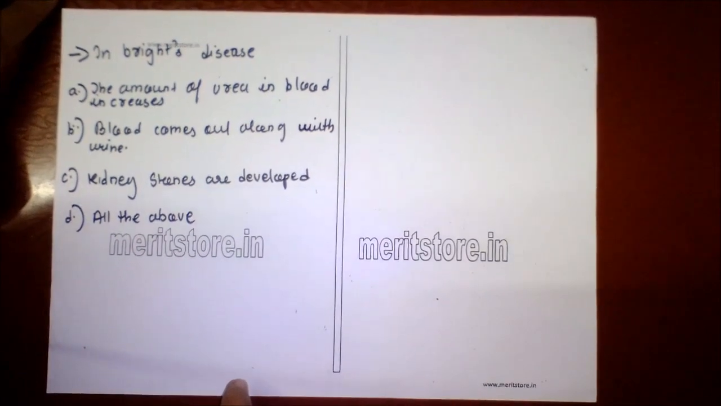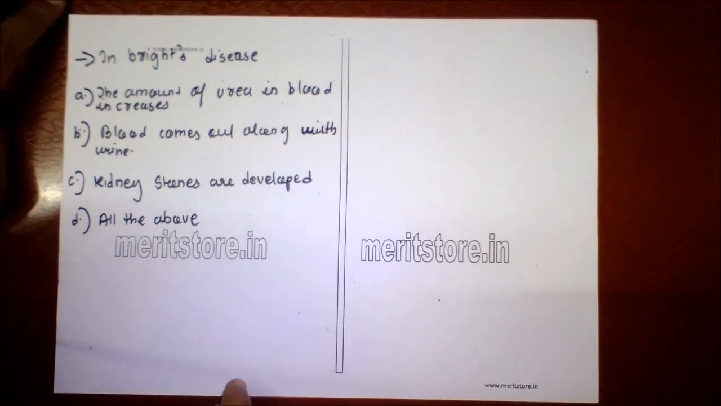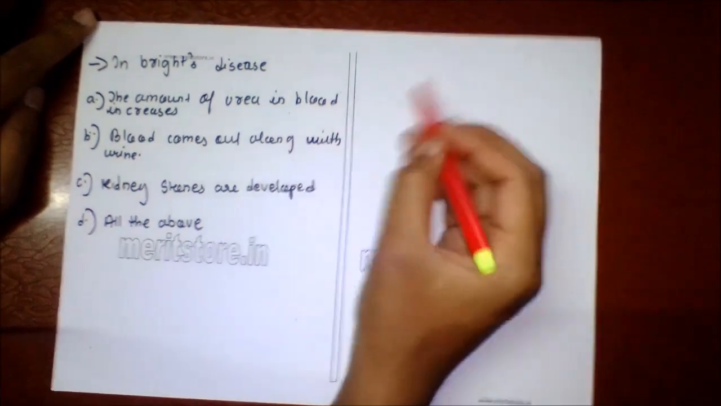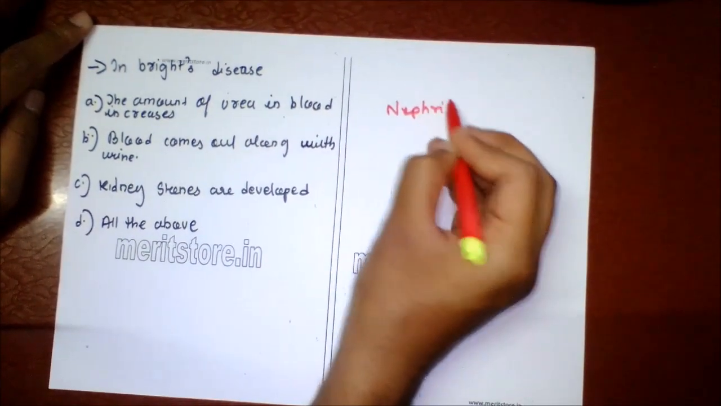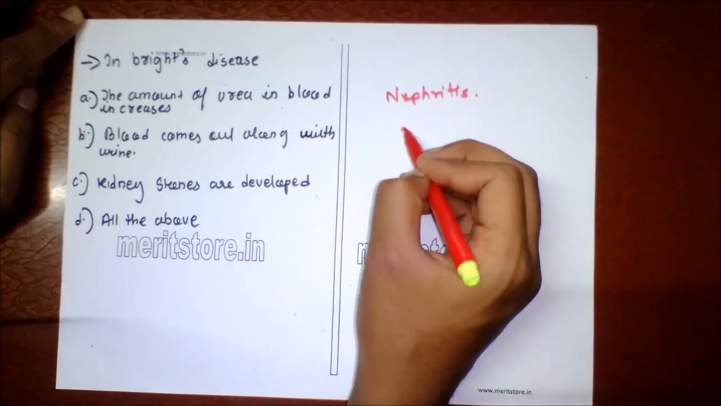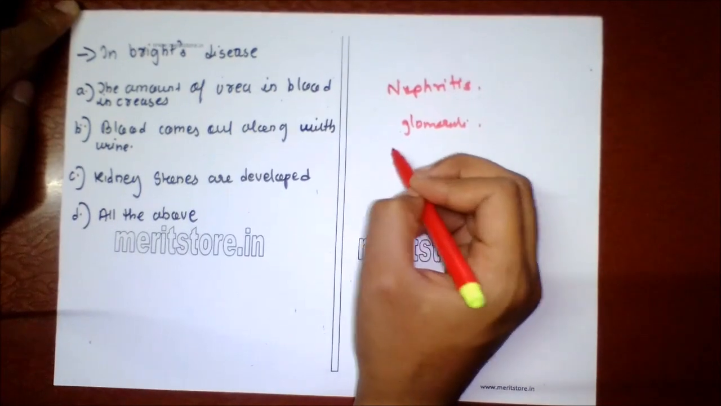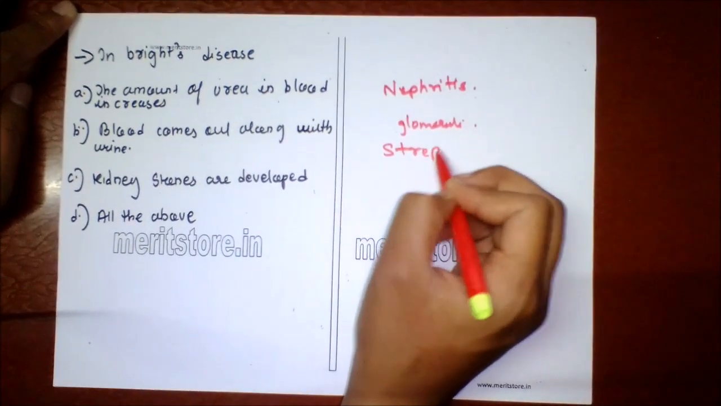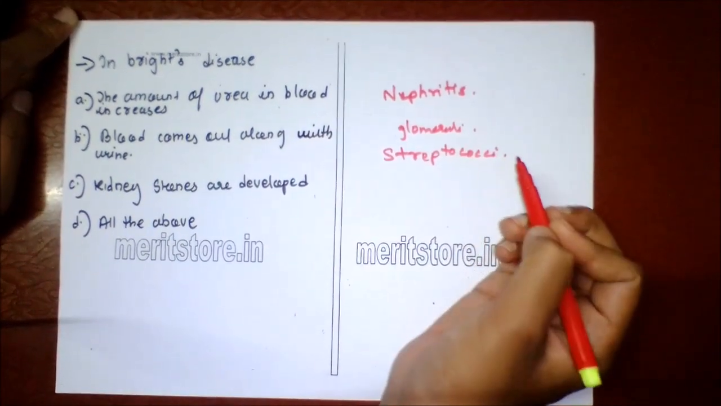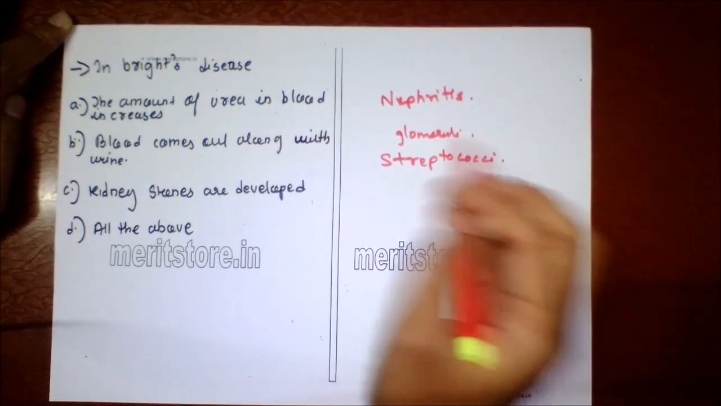In Bright's disease, A. the amount of urea in blood increases, B. blood comes out along with urine, C. kidney stones are developed, D. all of the above. So Bright's disease, also known as nephritis, is an inflammation of the nephron or kidney that involves the glomeruli and is caused by infection of streptococci. In this case, blood cells and proteins are also filtered. Such a stage is called hematuria.